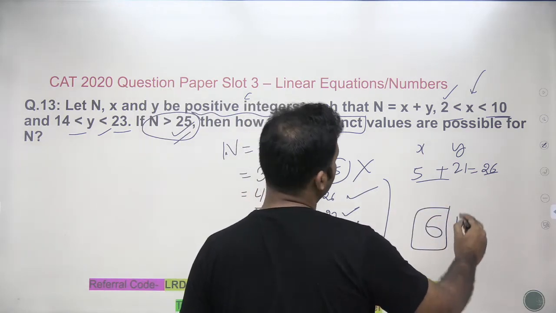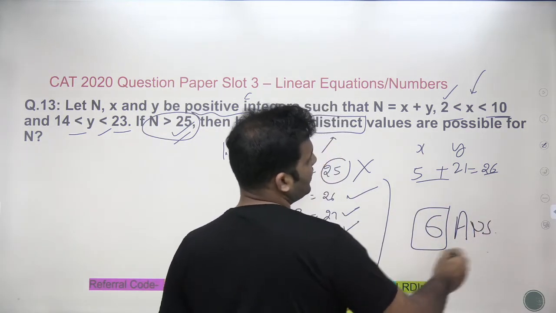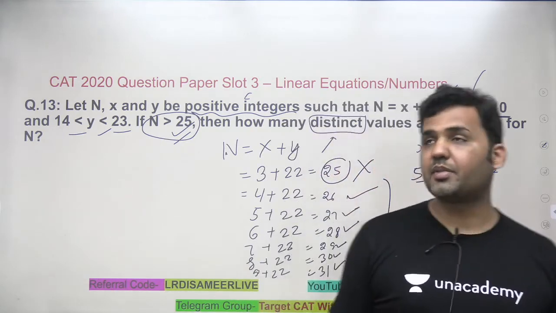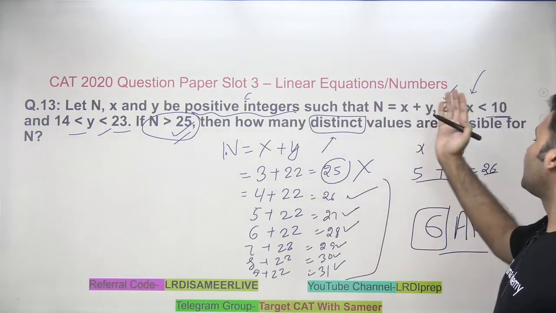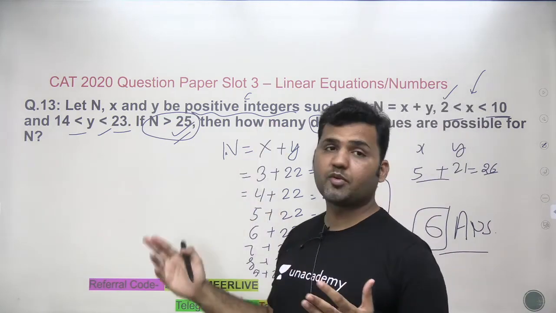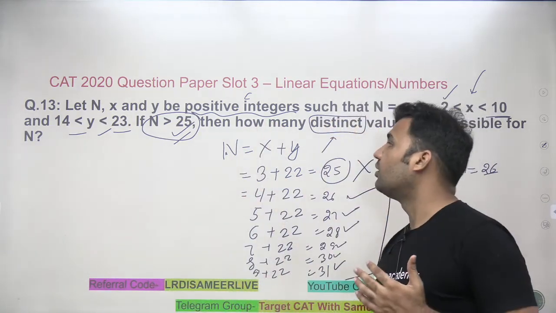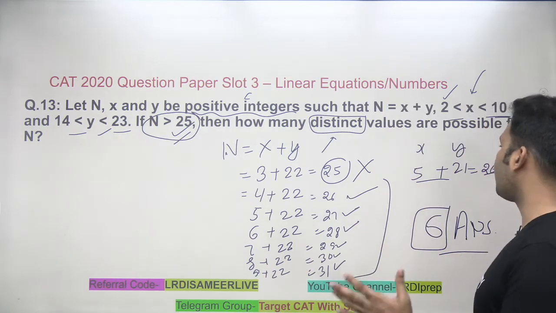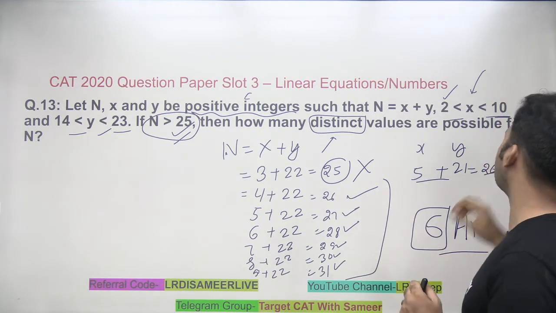A very simple question, a kind of question for which no technical knowledge is required. It's only the basic understanding of the basic equations given over here and the classification part, that is, it should be a positive integer, it should be greater than 25. That's it. This is a basic question of number system.